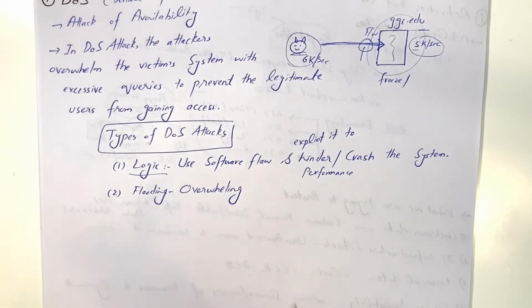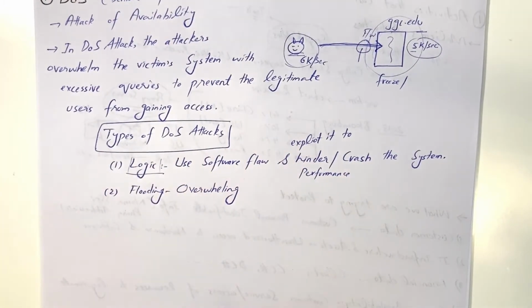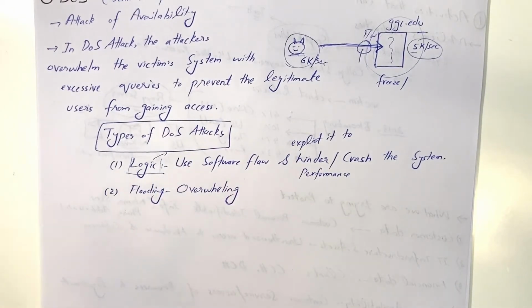So logic DDoS attack is basically where the attacker finds a software flaw, a glitch in a software, and then exploits it to hinder the performance or crash the system. Okay? It's a very technical kind of attack. You need to identify a problem and then exploit that particular problem over and over to crash the system. Again, to launch a logic DDoS attack, the attacker has to write a script based on the vulnerability.